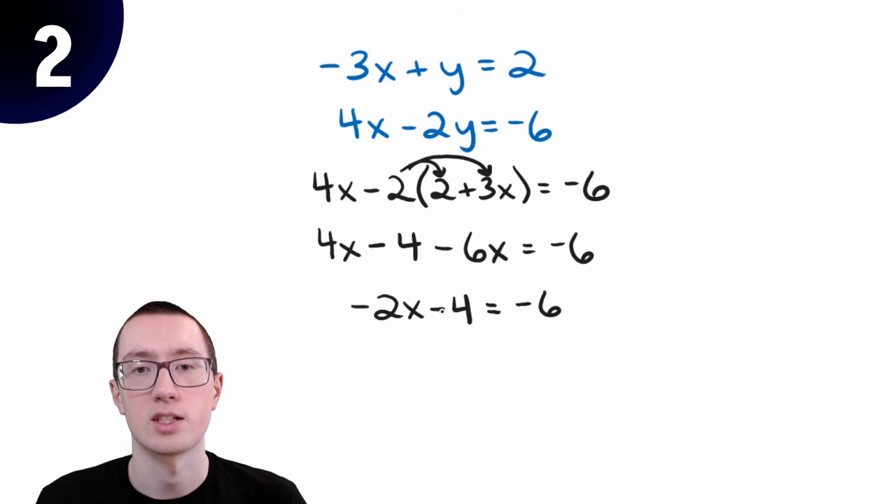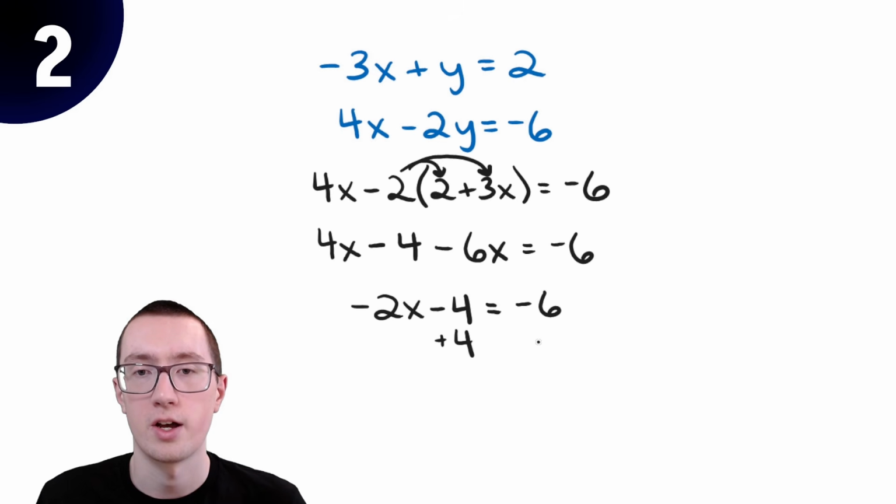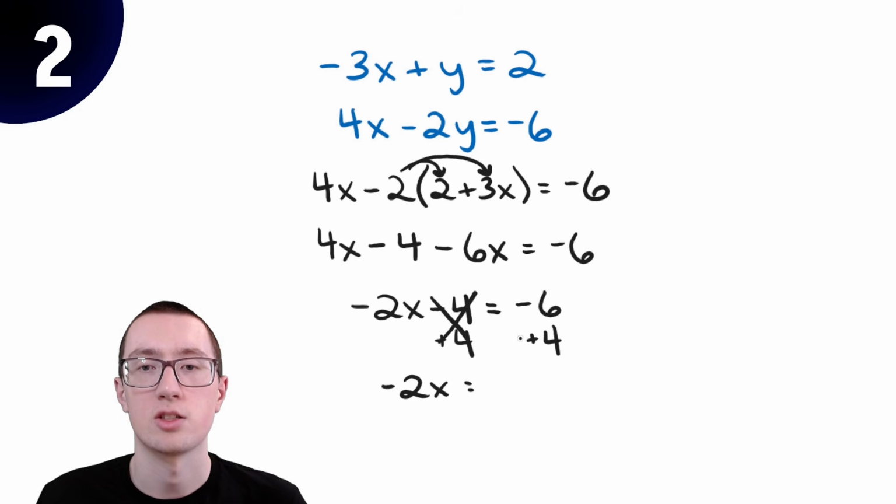And now we can just get x by itself with a two-step problem. Again, we'll get the minus 4 out first because it's less attached to the x. So we have minus 4, the opposite of minus is plus. So we'll add 4 to both sides. The 4's cancel out, and on the left side we have minus 2x, and on the right we have negative 6 plus 4. So you lost $6, you gained 4 of them back, but you're still down 2.